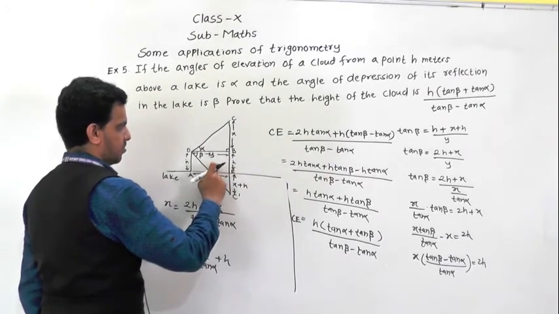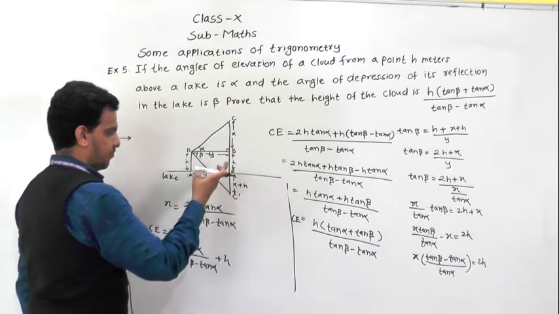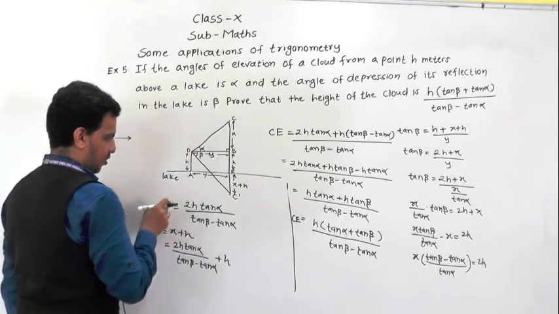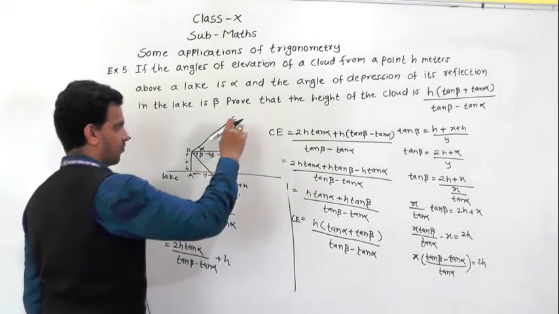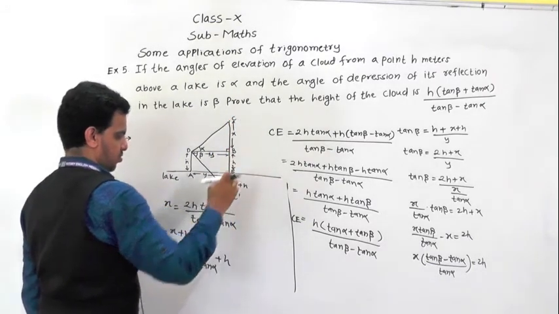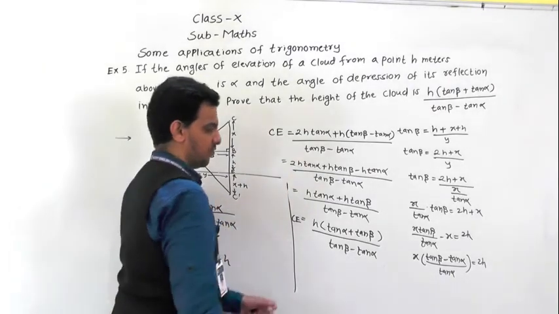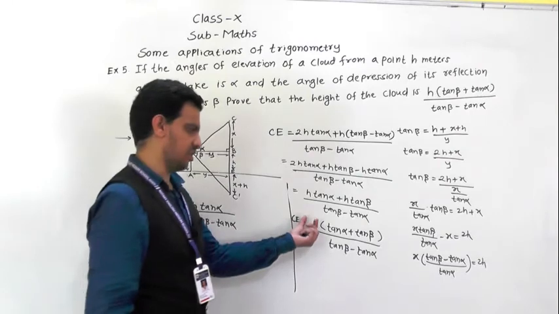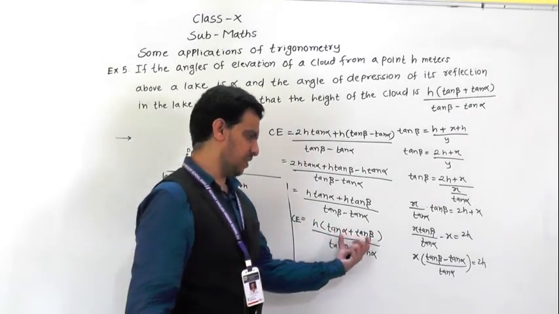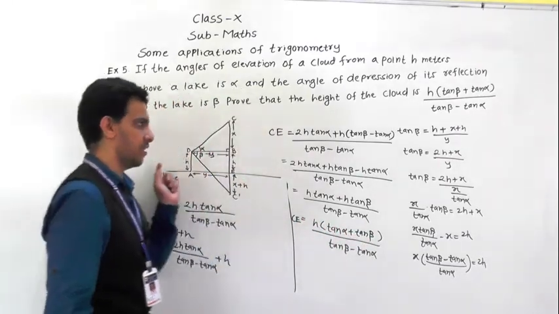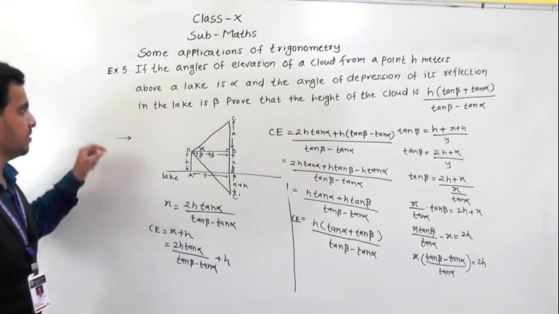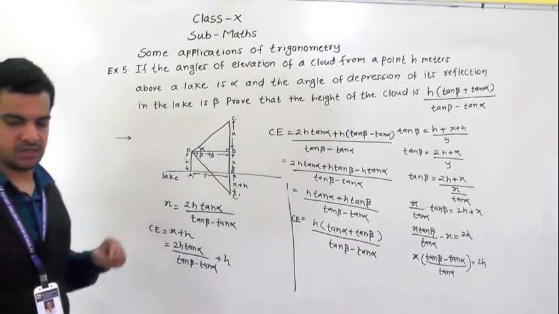Okay, then if we simplify, we will get the value of x, but the height of the cloud is x plus h, so C is equal to x plus h, then put it here and simplify, we will get C is equal to h into tan alpha plus tan beta upon tan beta minus tan alpha. Okay, now we will take the next example.